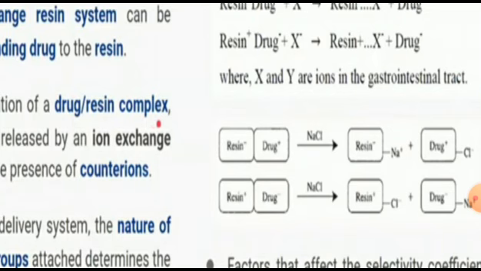So with that, the counter ions will get displaced. For the drug to release, the resin should complex with the sodium ion, and then the drug can easily release. Initially the resin and drug complex will be there. When it contacts the fluid, in case sodium chloride ions are there, the resin will eagerly make a complex with the sodium ion, and it will release the drug molecule.